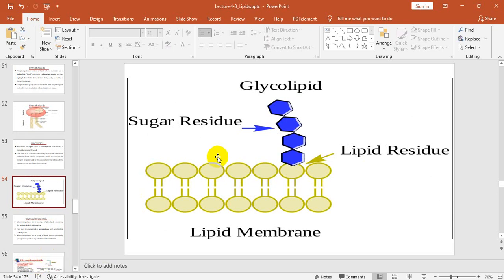So we have sugar residue. So glycolipid is here. So we are going to explain glycolipid. So this is a sugar. That's why we say glucose or carbohydrate. So glucose or sugar. This is the lipid bilayer, lipid membrane or lipid bilayer. So lipid joining to glucose forms a glycolipid.